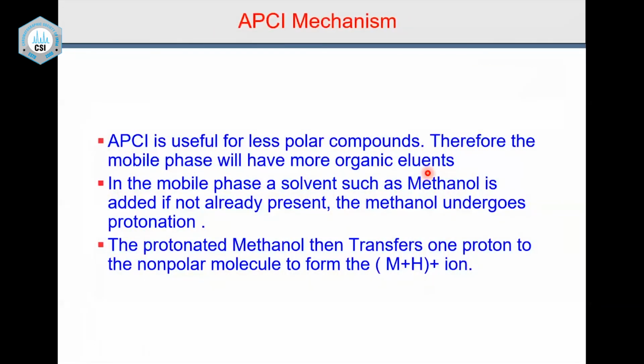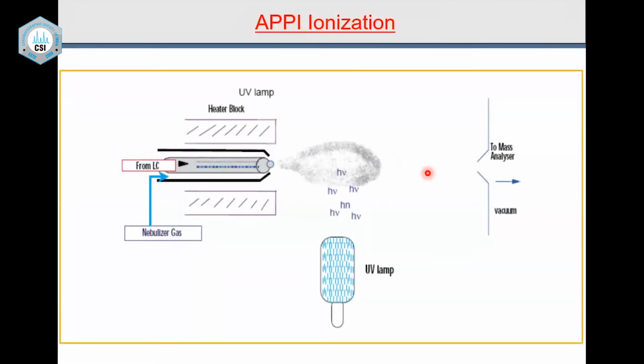APCI mechanism, I already told you, is transferring one proton from the protonated solvent front into the molecule. APPI is even more interesting. Some compounds are not amenable to APCI, absolutely no way to do them, then you say photoionization. Now many of the companies are selling this. Again, it comes from this tube. It's a heated one, and it nebulizes here, and then there is a UV lamp here which brings out these photons, and that becomes ionized.